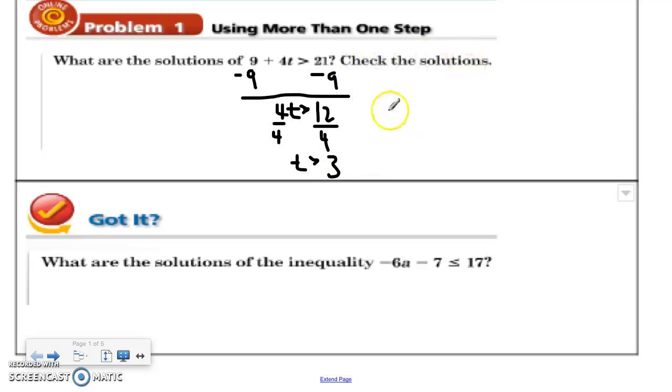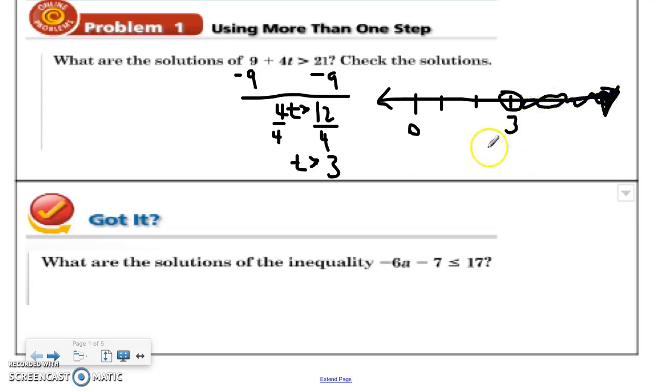Check the solutions. Okay, well, I'm going to check it by graphing. Go ahead and draw my number line here. 0 is going to be over here. 1, 2, 3. No equal bar, so this is an open dot. That looks like that, so I'm going to be shading to the right. There we go.